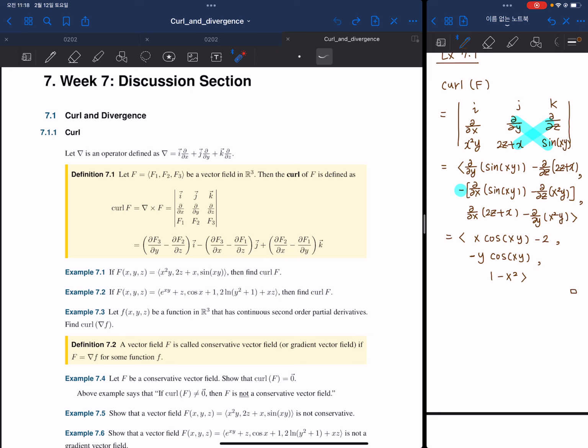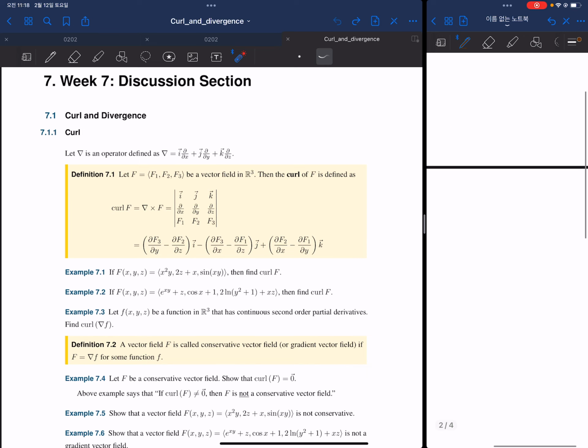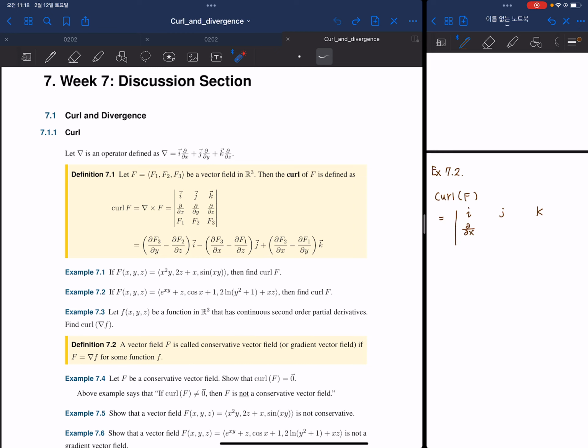Okay, and let's do one more example. So example 7.2 here. So let's find the curl of f. It is defined ijk, and then ddx, ddy, ddz, and then e to the xy plus z, and then cosine x plus 1. Here I think I have more space, 2ln y squared plus 1, and then plus xz.